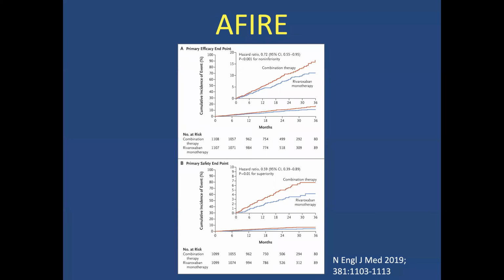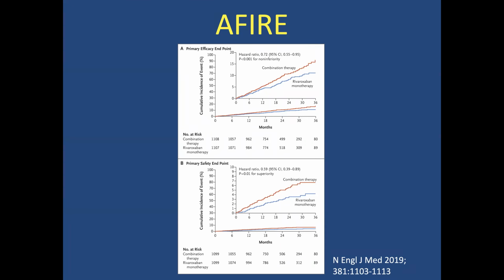I have 2 quick studies to end the talk here. So one is the AFIRE trial. This looked at patients with coronary artery disease who were post-PCI or post-CABG, after 1 year of antiplatelet therapy, and who had a need for anticoagulation.